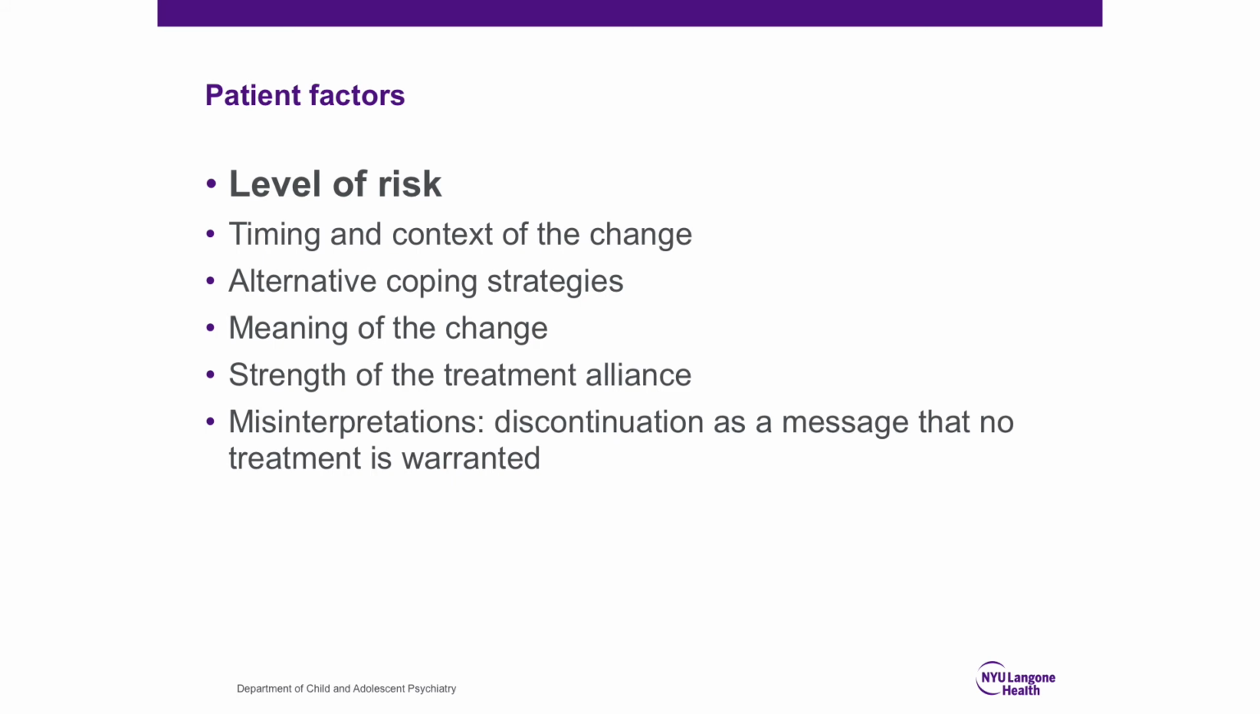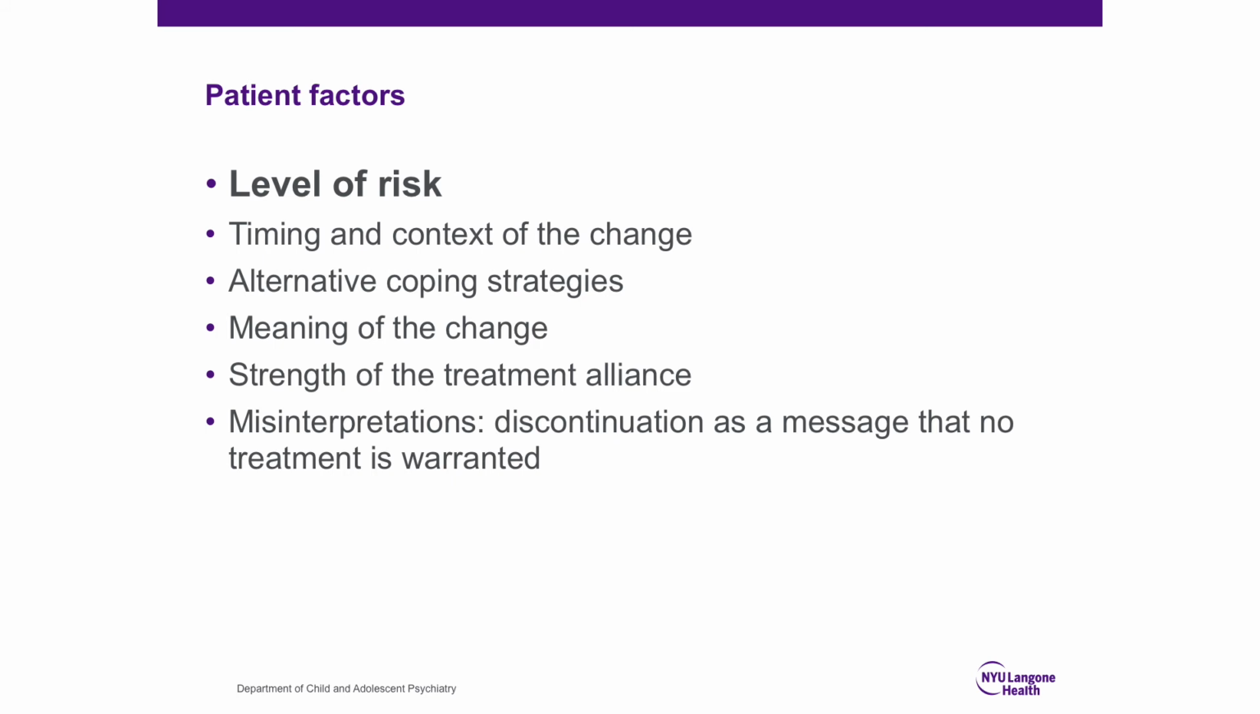The meaning of the change: is this a youth who is very excited to be getting off of medications and may not pay attention if they start to see some red flags? Or is it somebody who's seen these medications as a safety blanket and they might be very anxious about losing it? The strength of the treatment alliance: is this a family that is going to come to you if they have concerns? And try to address any misinterpretations.